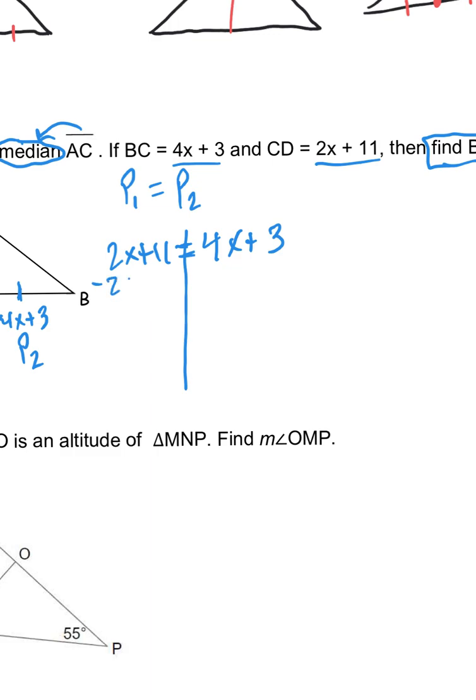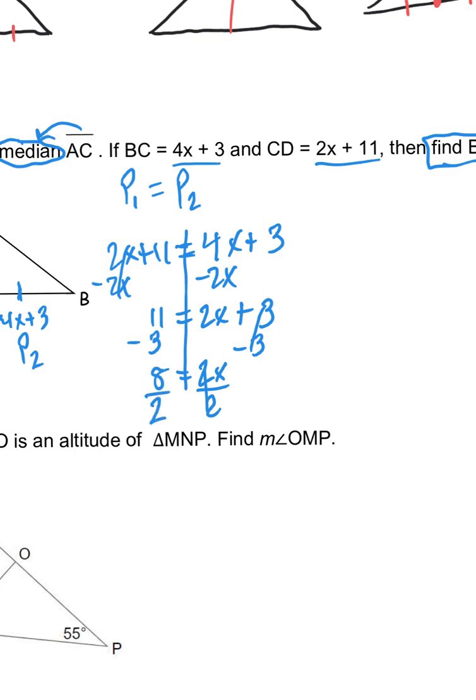I'm going to do minus 2x on both sides. That's going to leave me with 11 equals 2x plus 3. Subtract 3 from both sides. Now we get 8 equals 2x, and then I'm going to divide by 2 on both sides. So we end up getting that x equals 4. Now be careful, that probably will be an answer choice on the test.